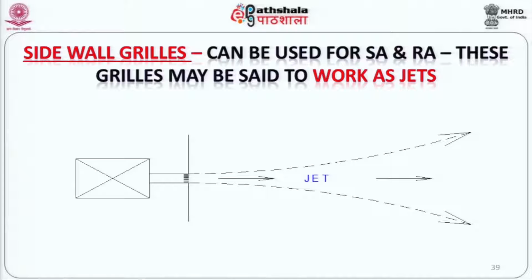Right. Let's look at the next device. Before I go on to the next device, there is one small aside on a grill. The grill device discharges air by a phenomenon you might call a jet. Air is jetted out. You get a jet of air. So in other words, a grill operates like a jet.